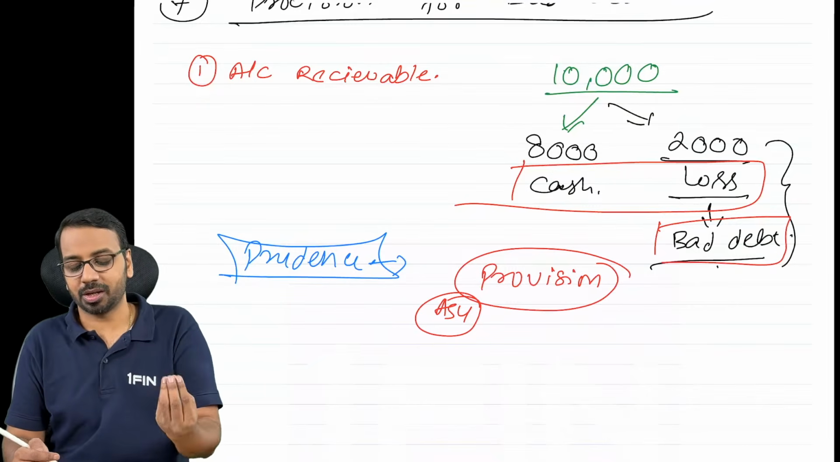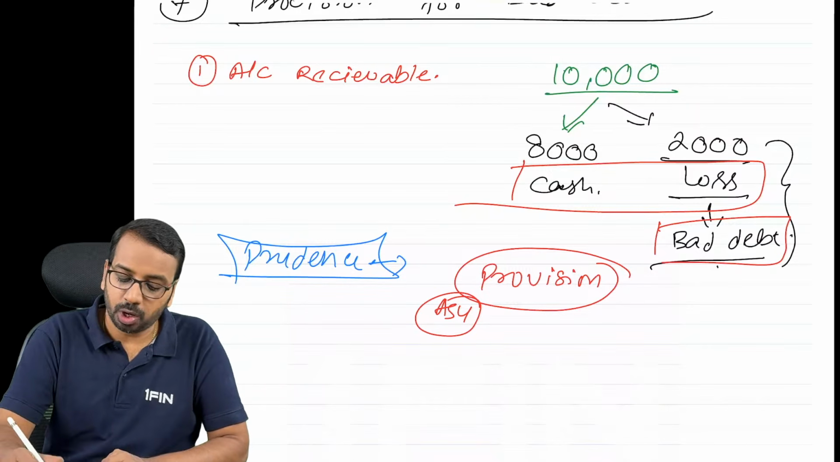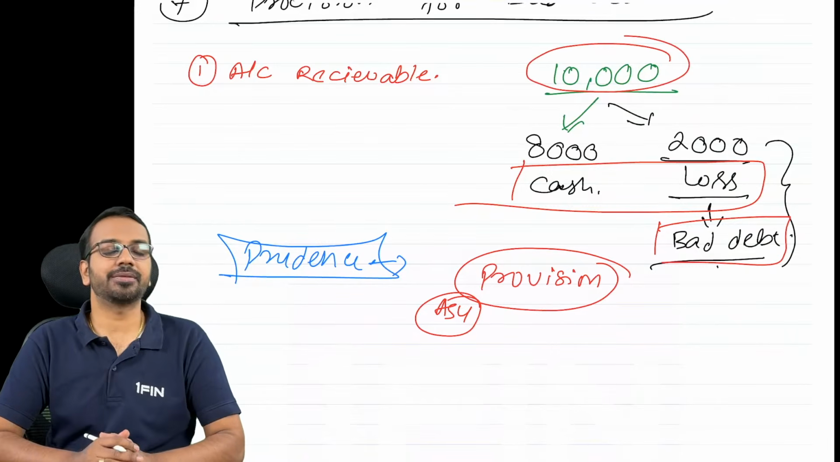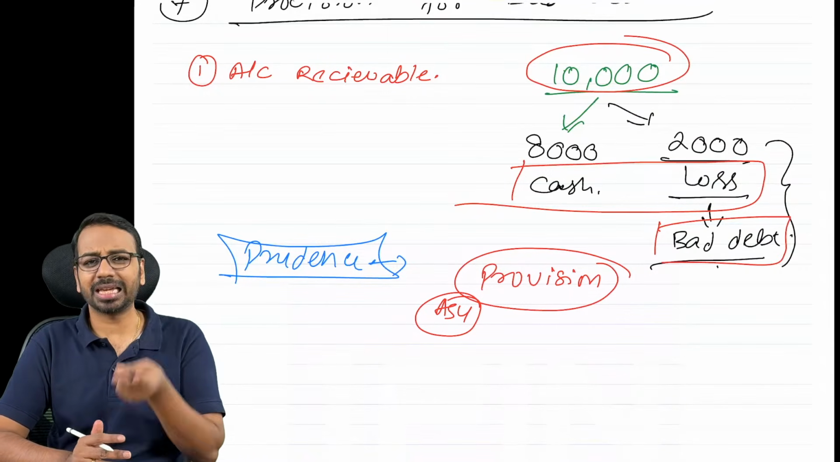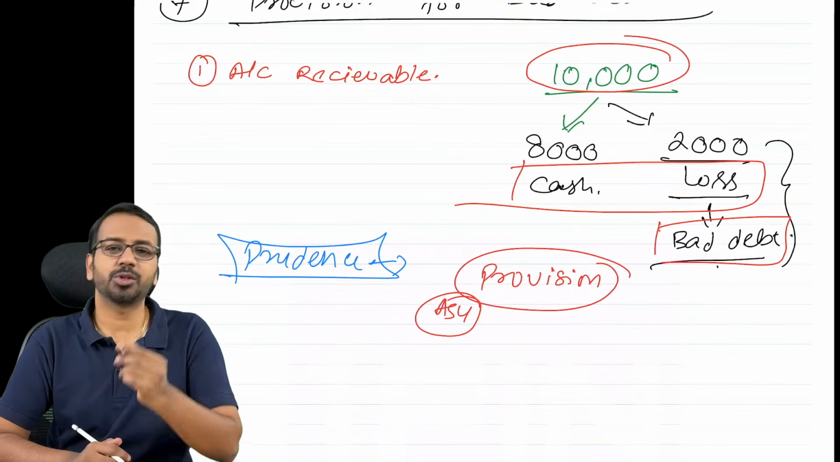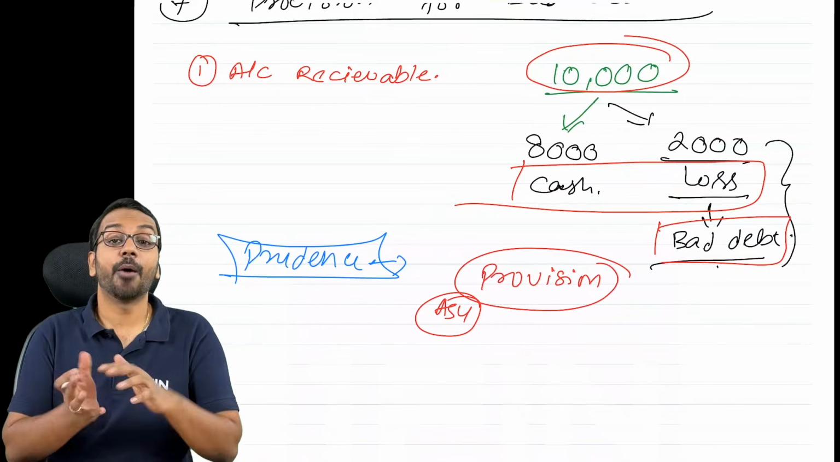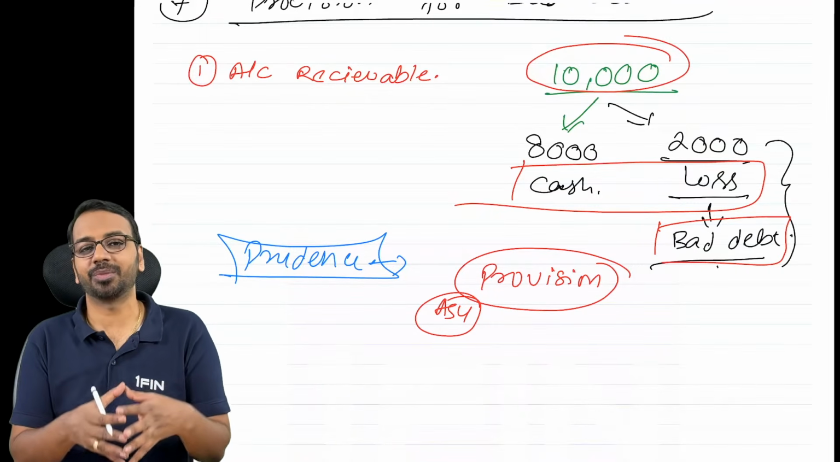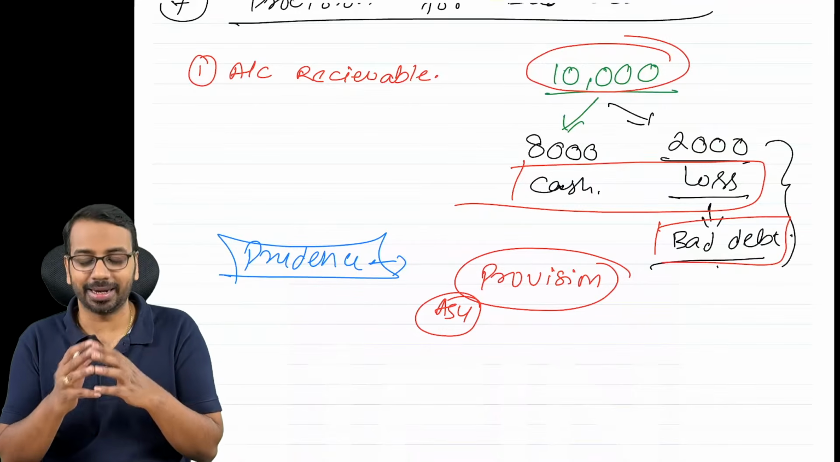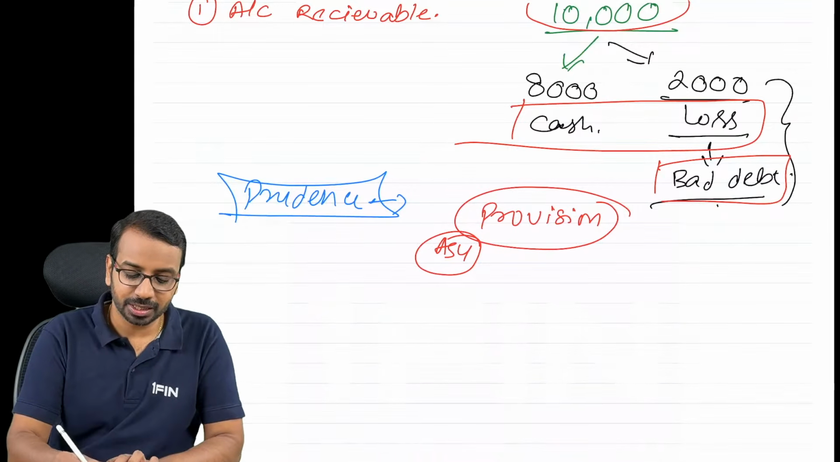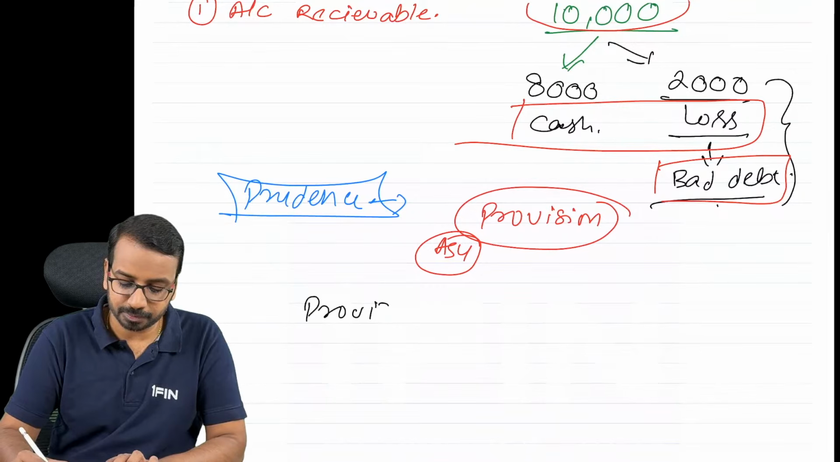Okay, so what we do, we estimate, okay, we have to receive 10,000. What is the likelihood that we will not get money? Maybe 2%, 3%, whatever is the number. Based on that, we create something called provision for bad debt. We create provision for bad debt.